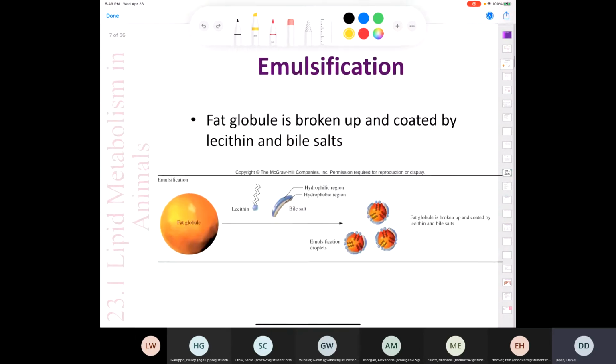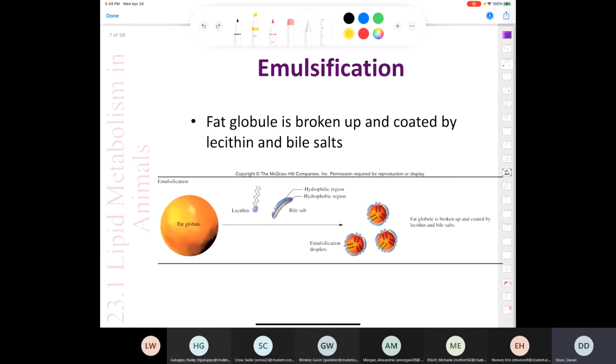All right? So let's talk about the emulsification. Here you have the giant fat globule, if you will. Okay, it's really big.